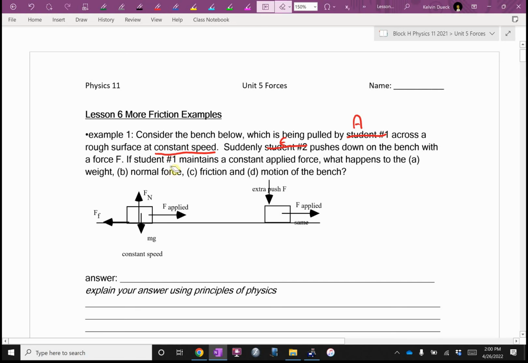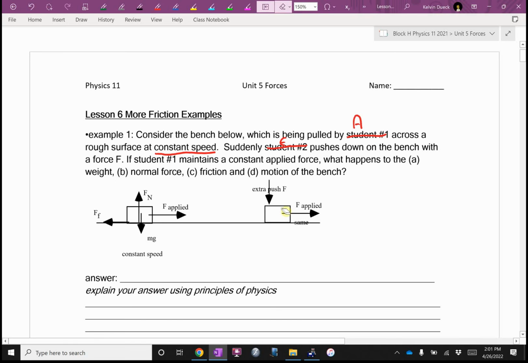If Acacia maintains the same force as before, what happens to A, the weight, B, the normal force, C, friction, and D, motion of the bench? You know what? I think this would be a good job for a good free body diagram. Although, Eric, they did a free body diagram for the first situation. There's the applied force, gravity, normal force, and friction. Okay. Let's go. Here's the second situation. Now Ella's sitting on the bench.